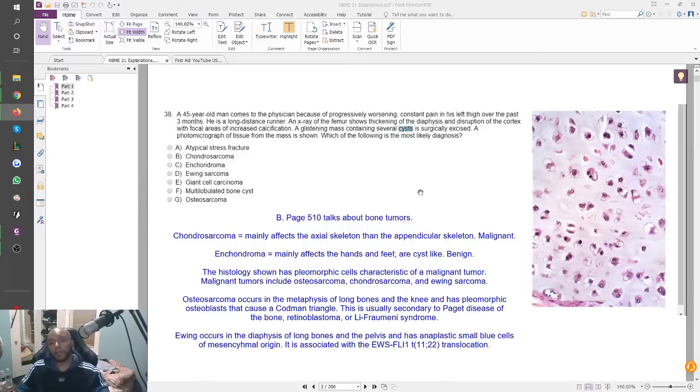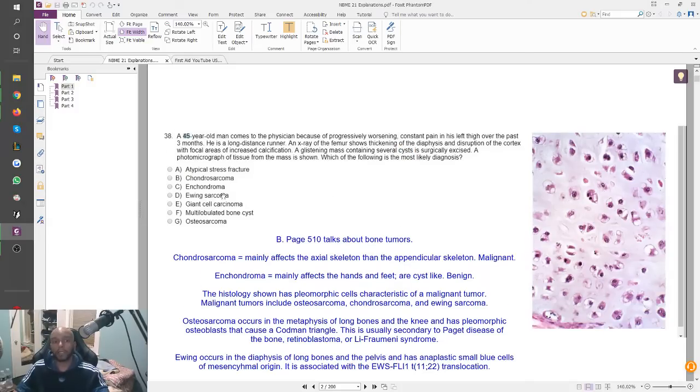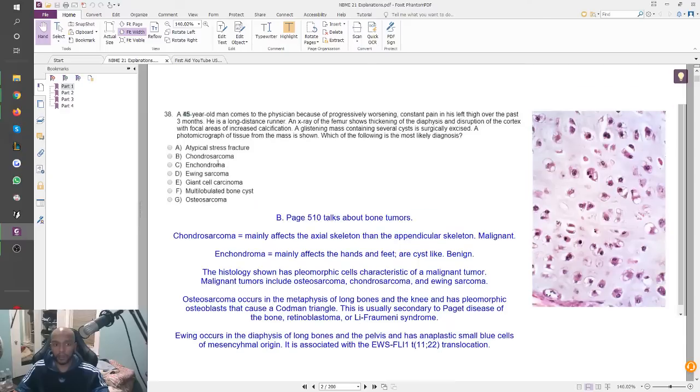So when it comes to musculoskeletal stuff and bone cancers, one of the most important things is the age. That's like the giveaway for the answer choice, because a lot of these answer choices here are actually things that occur in kids. The other thing with all cancers in general is to make sure you understand, is it benign or is it malignant? Okay. Now for this guy, the answer was B. This is a chondrosarcoma. Right, mainly affects the axial skeleton rather than the appendicular skeleton, and it is malignant.